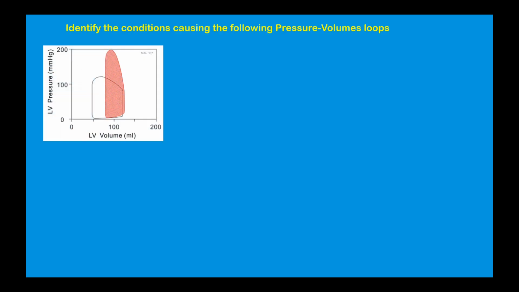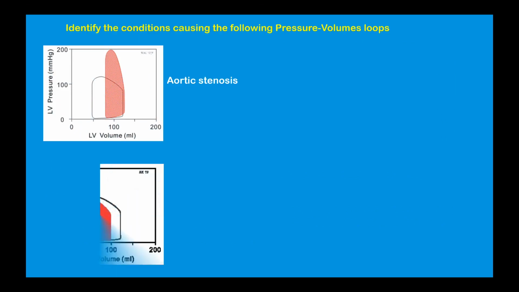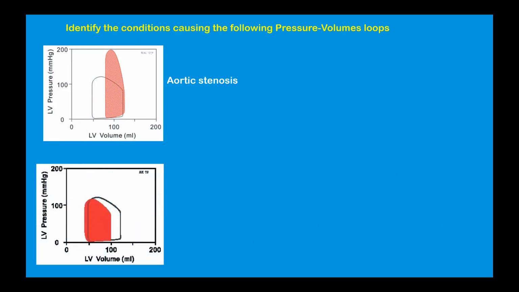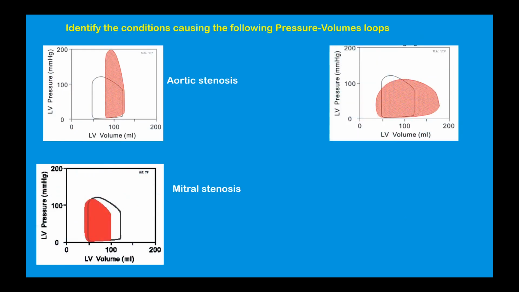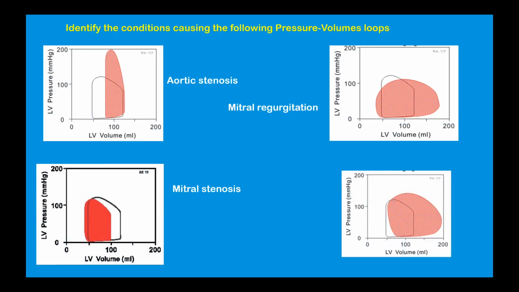Identify the pressure volume loop. Cardiac pressure volume loop. Aortic stenosis. Very good. Mitral stenosis. Very good. Mitral regurgitation. Aortic regurgitation.